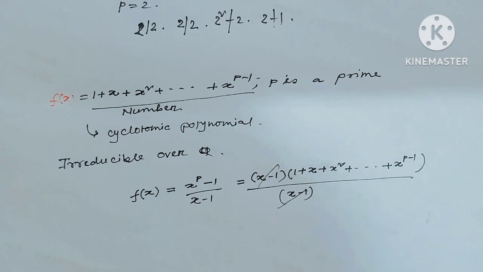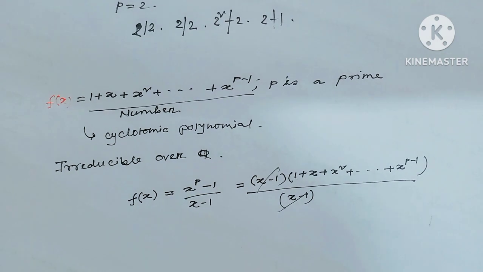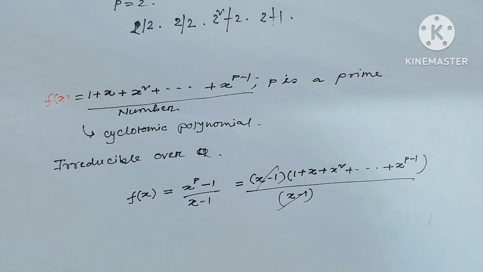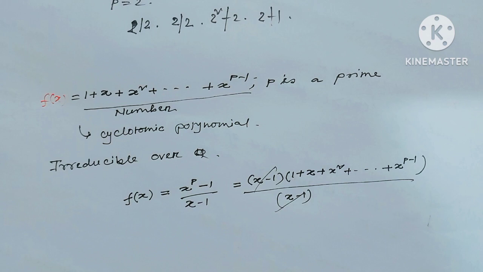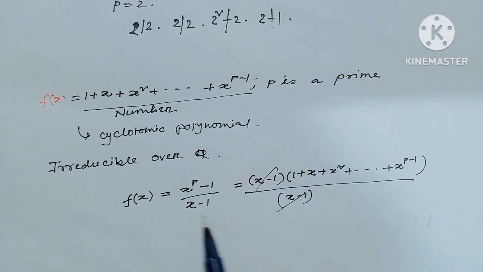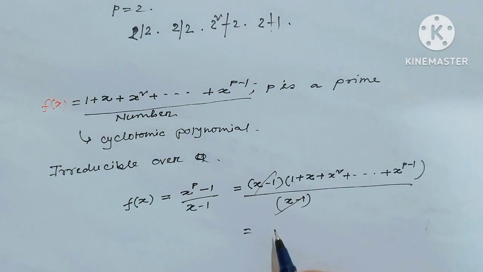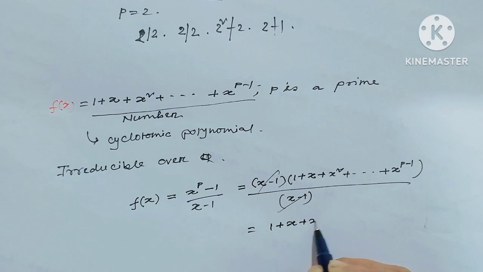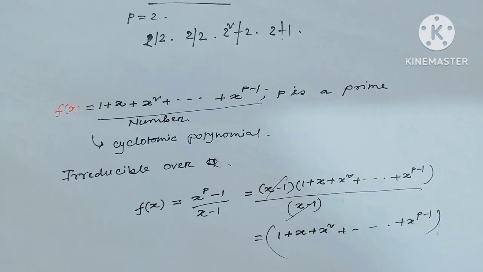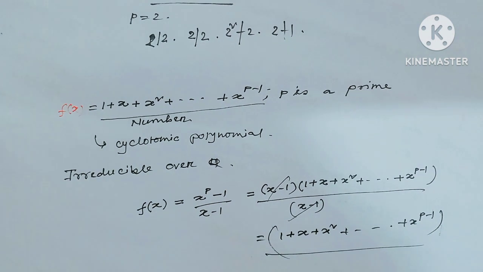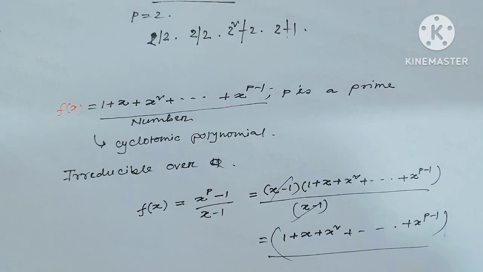Write f(x) equal to (x to the power p minus 1) over (x minus 1). Then obviously x to the power p minus 1 equals (x minus 1) times (1 plus x plus x squared up to x to the power p minus 1), over x minus 1. Now omit this part. Then this would be 1 plus x plus x squared up to x to the power p minus 1. And this is the polynomial that we claim is irreducible when p is a prime number.